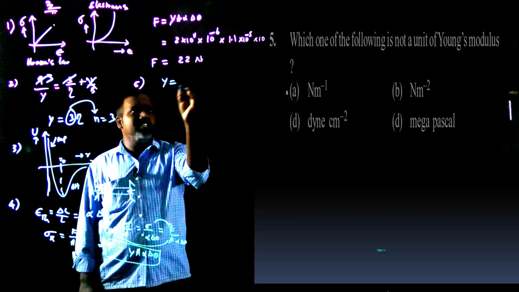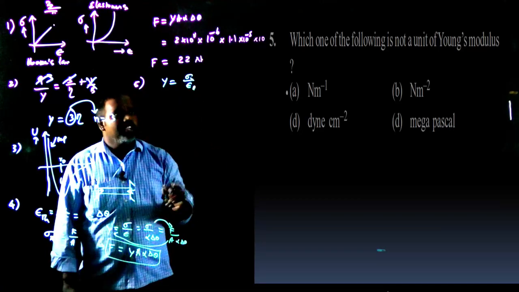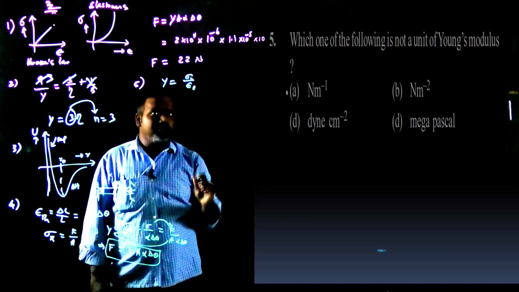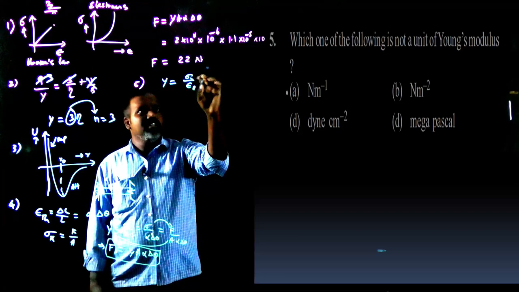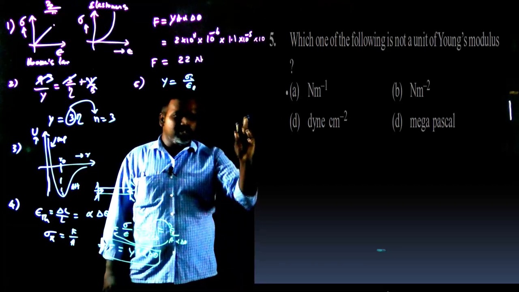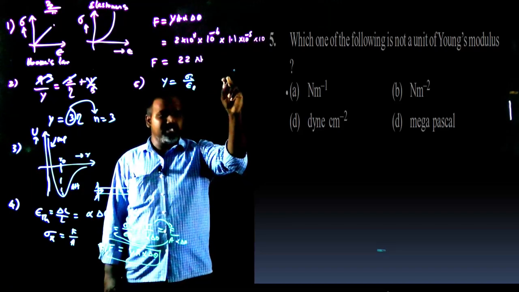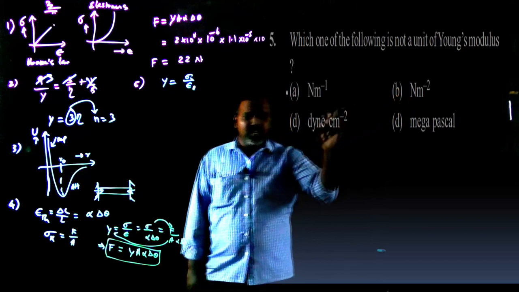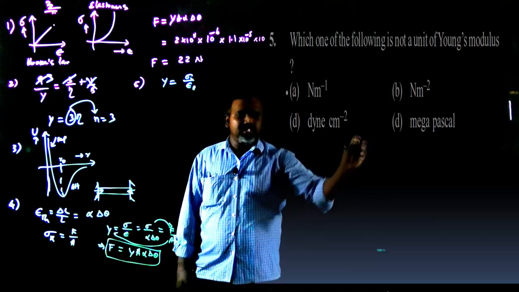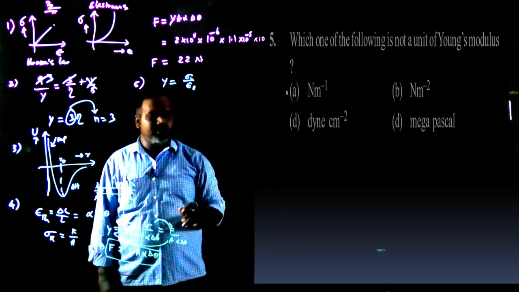So we know that Y is equal to sigma linear divided by epsilon, that means stress by strain. The strain is a dimensionless quantity, and the unit of Y is newton per meter square. So just see the options. The unit of Young's modulus or any modulus is equal to the stress unit. Newton per meter square, dyne per centimeter square, that is centimeter minus 2. Option B is the SI unit, and option D is the CGS unit, and megapascal is also another unit of stress or Young's modulus. So the correct option is option A, where newton per meter is given.